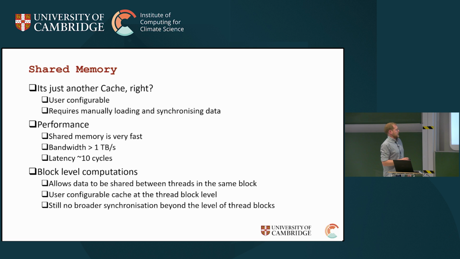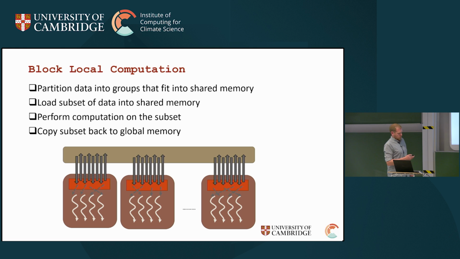It's not just another cache, it's user configurable. Because it's user configurable, we're going to have to manually load things into it, and we're going to have to also think about synchronization, because if we're loading things in, we're going to potentially have warps at different stages. We want to make sure that everyone's had a chance to load things in. But it's very, very fast. So this is the idea with block-level computation: move things from device memory into our local shared memory, do loads of compute on it, and that means we don't have to go back out to device memory quite as often.